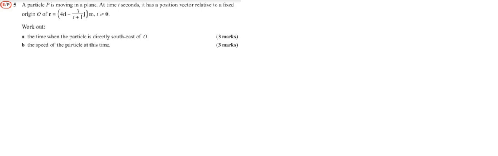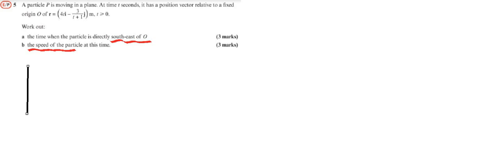Okay, so here's a vector problem where we are given a position vector. We need to find the time the particle is southeast of the origin, and then we need the speed of the particle at this time. So first thing, if we think about it being southeast, let's think about a compass.